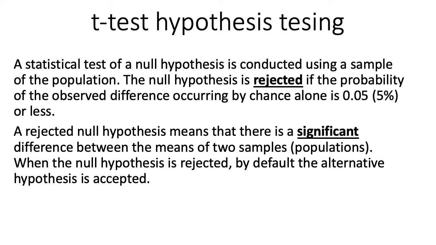basically, will be rejected if the probability that the difference we see between the two means of the two samples occurred by chance is less than 5%. If the null hypothesis is rejected, then there is a significant difference between the two means of those two samples. So by default, if the null hypothesis is rejected, we will accept the alternative hypothesis.